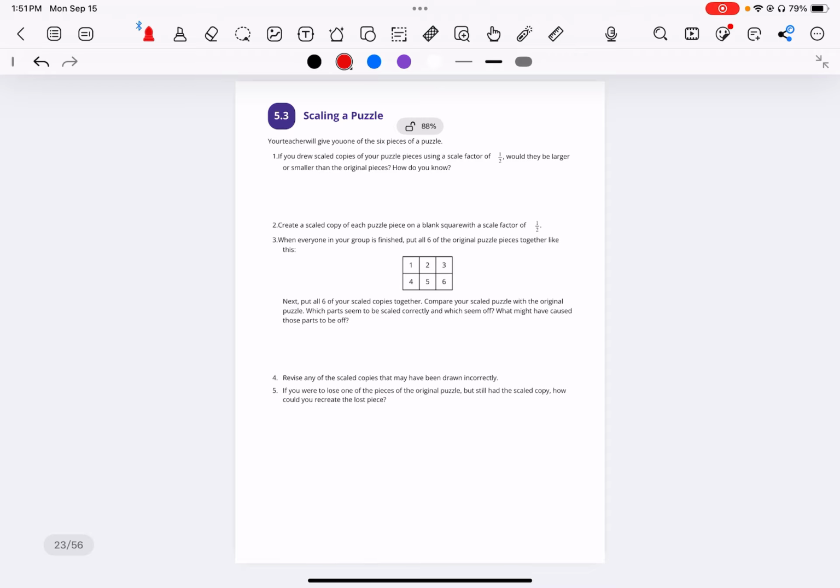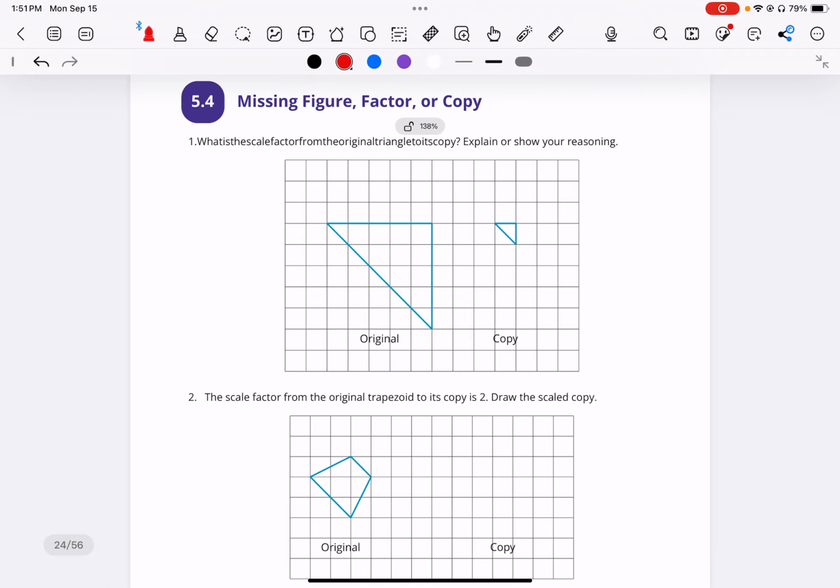So we're going to skip the puzzle. We also completed this in class. So here we want to know what the scale factor is going from the original triangle to its copy. The original, this is 1, 2, 3, 4, 5. And this is 1. So remember, in order to find your scale factor, it's always going to be the new length divided by the original length. So in this case, our new length is 1, and our original was 5. So my scale factor would be 1/5.